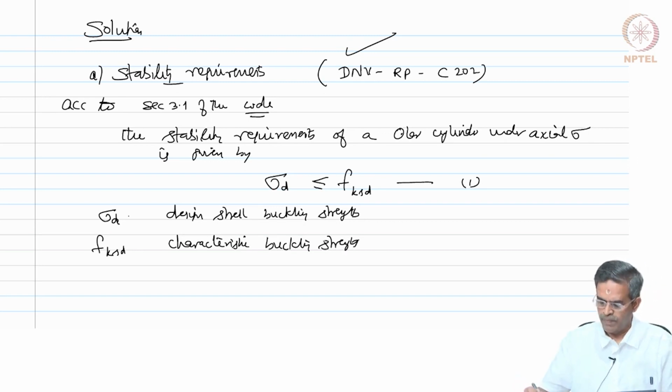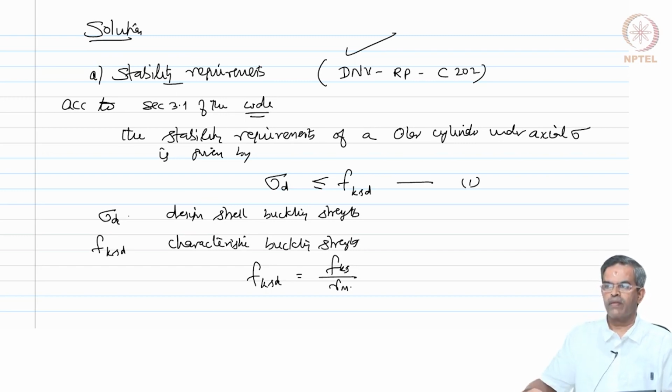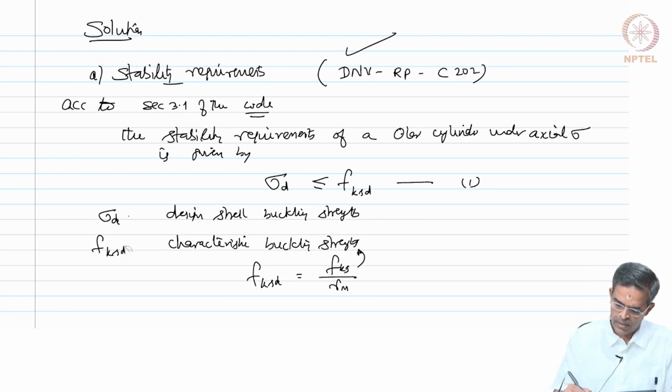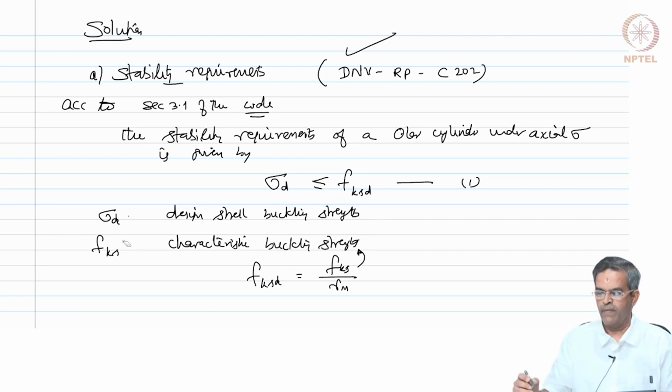This is given by Fks by gamma m, where Fks is actually the characteristic buckling strength, not Ksd. So now the question is, how do you find Fks? Let us go for the characteristic buckling strength.